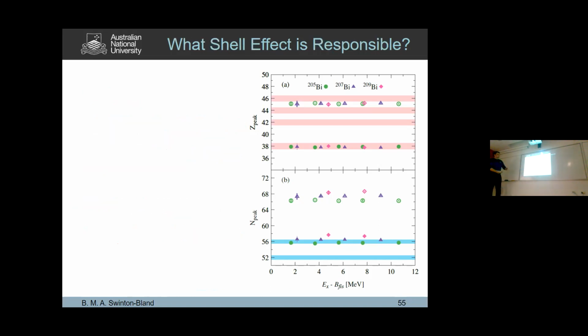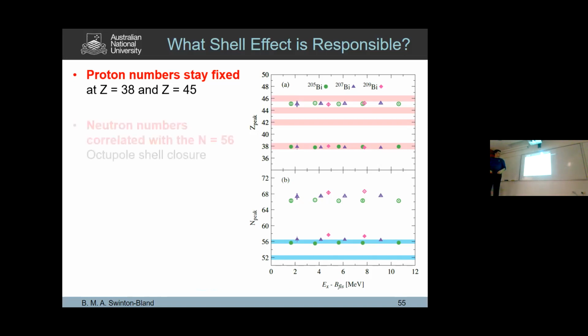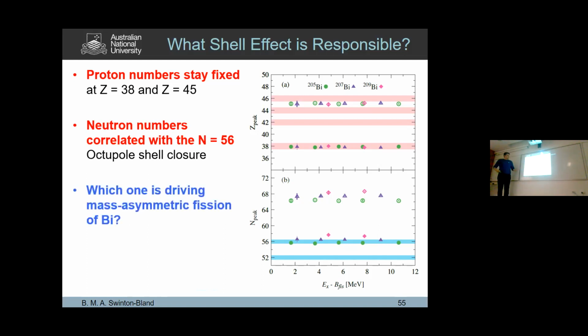Now, what information can we extract from this? Well, the proton numbers seem to be very nicely correlated with both Z equals 38 and also Z equals 45, maybe influenced by both the 44 and the 46. And someone can certainly make an argument, I'm sure Cedric would like to make an argument, that this is N equals 56 octupole, fantastic. We can probably assume that that's part of the reason as well. But if there is one that's dominating, which one is it and how?